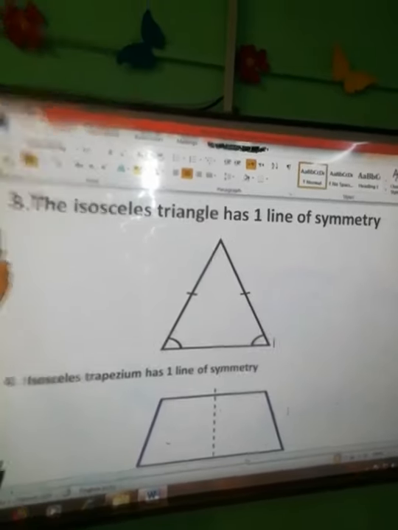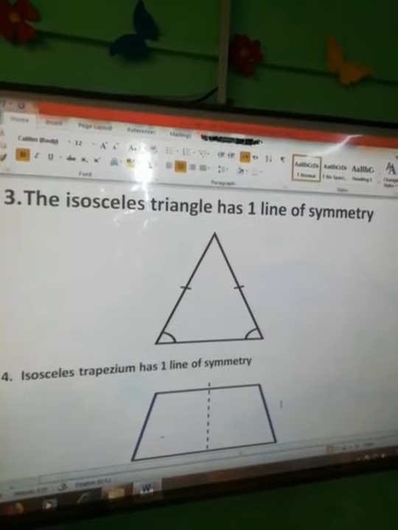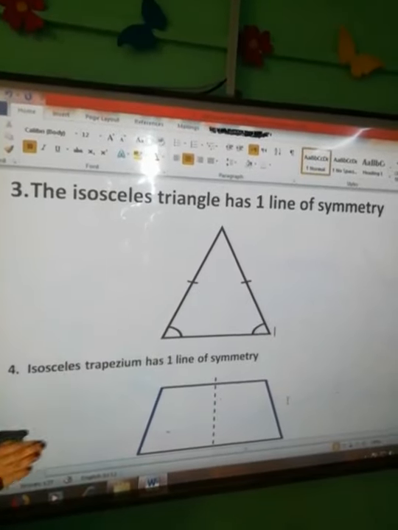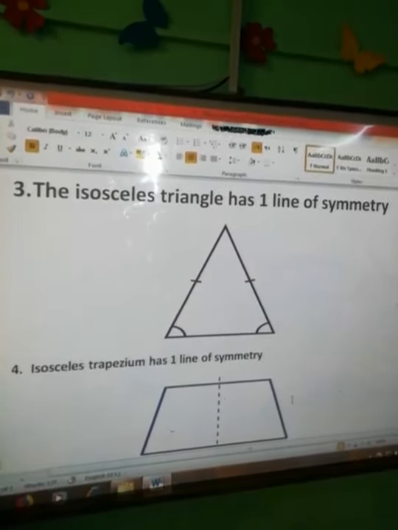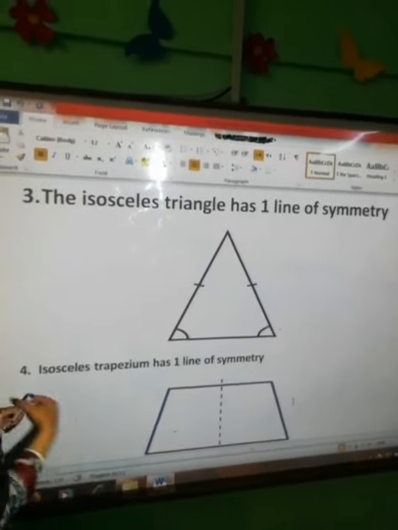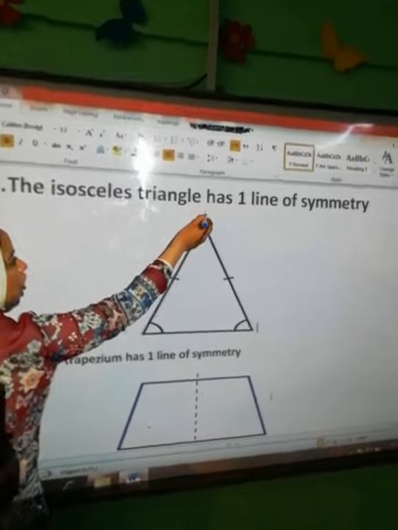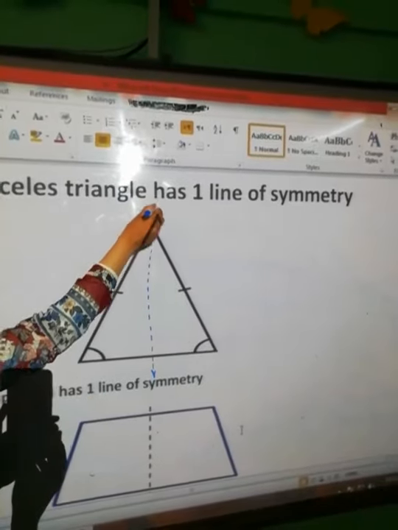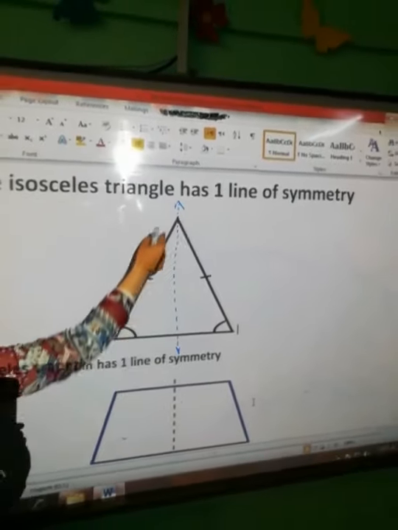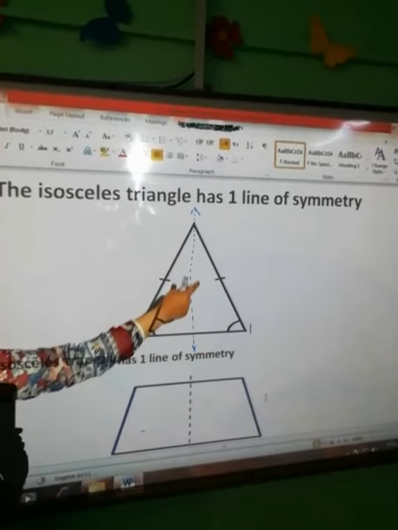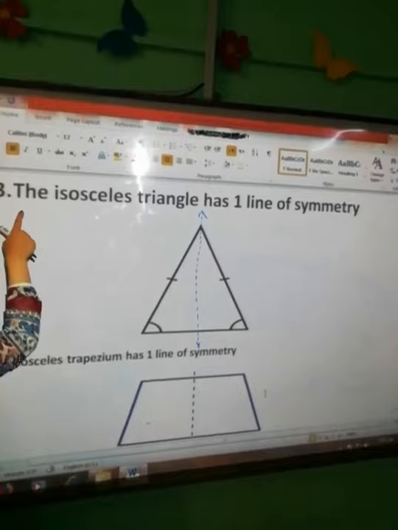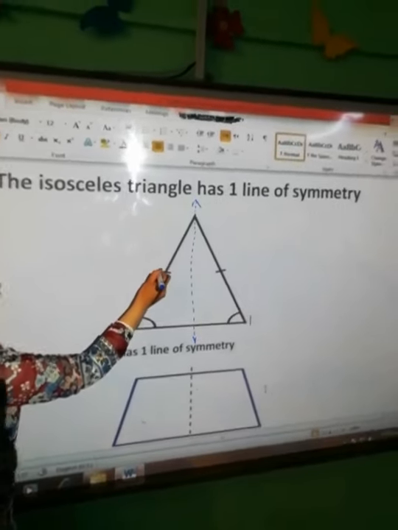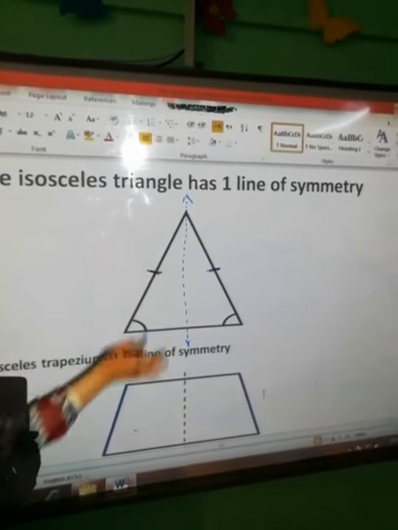Number three, the isosceles triangle has one line of symmetry. Why? Because we have two sides are equal. Just two sides are equal. So here we have one line symmetry. We draw this line, we get the same part. Look, this part is exactly the same as this part. Okay? So the isosceles triangle has one line of symmetry. Isosceles triangle, we have two sides are equal.